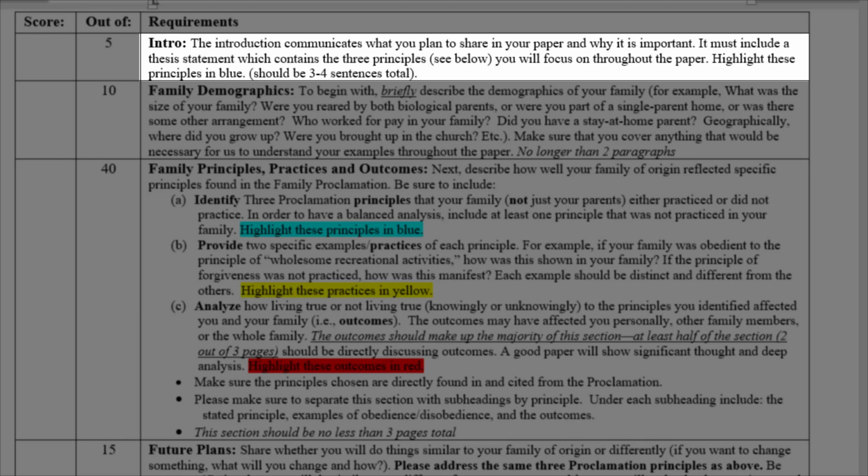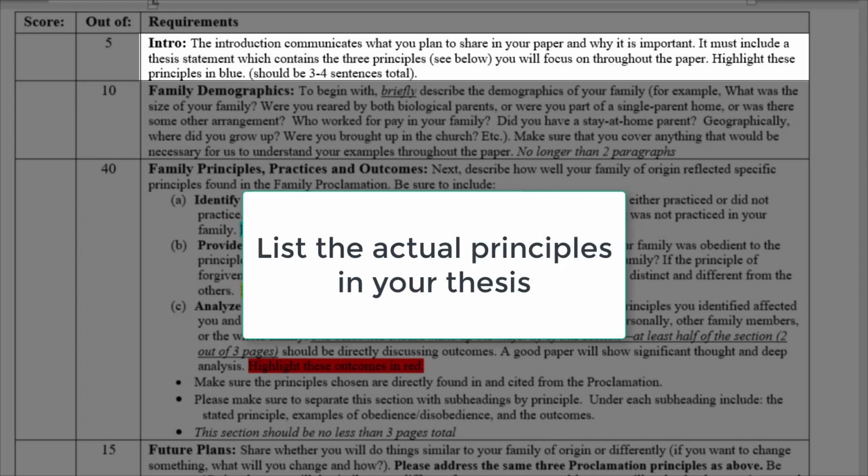It should have a clear thesis which includes the specific principles and practices that you've identified from the proclamation, and you'll want to actually list those principles here. This should be short, it shouldn't be any longer than 3 to 4 sentences.